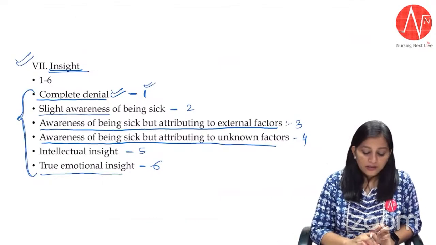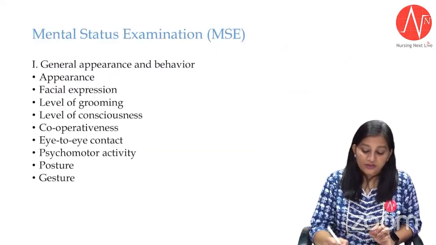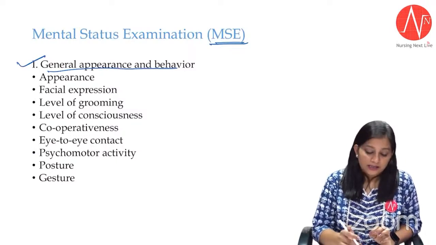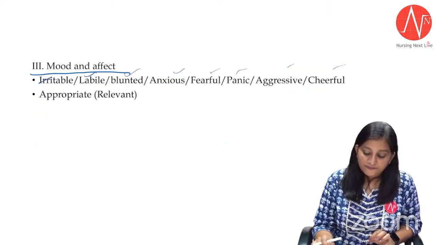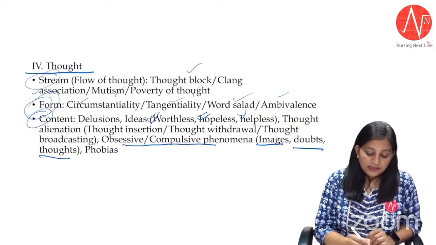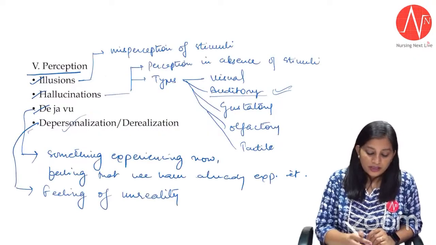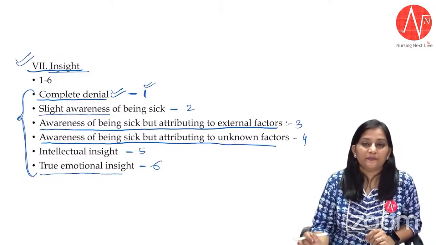So these are the components of the mental status examination, MSE. First is general appearance. Second is speech. Third is mood and affect. Fourth is thought, in which stream, form and content are there. Then perception. Then next is cognitive functions, and last is insight.